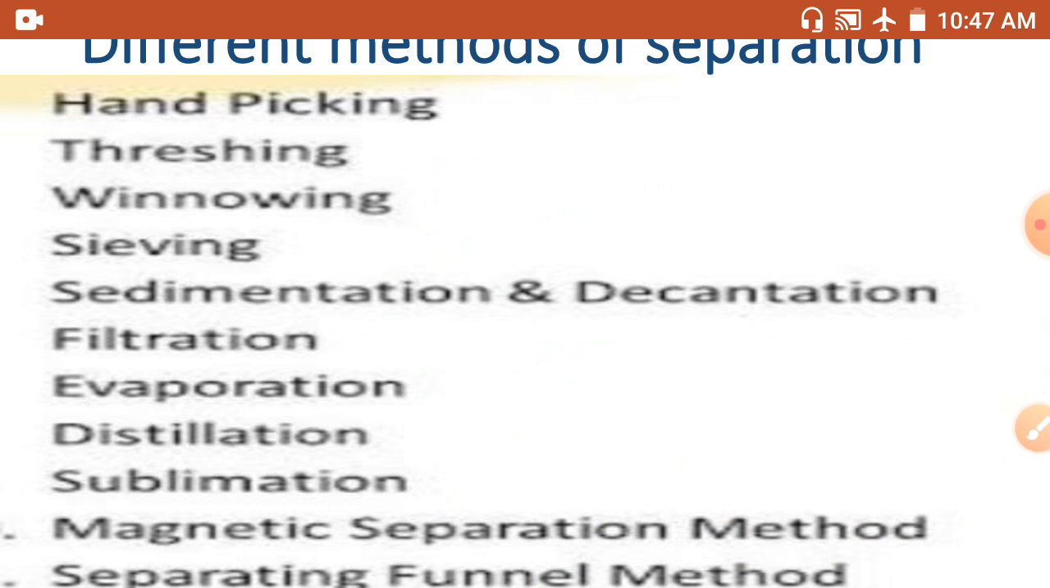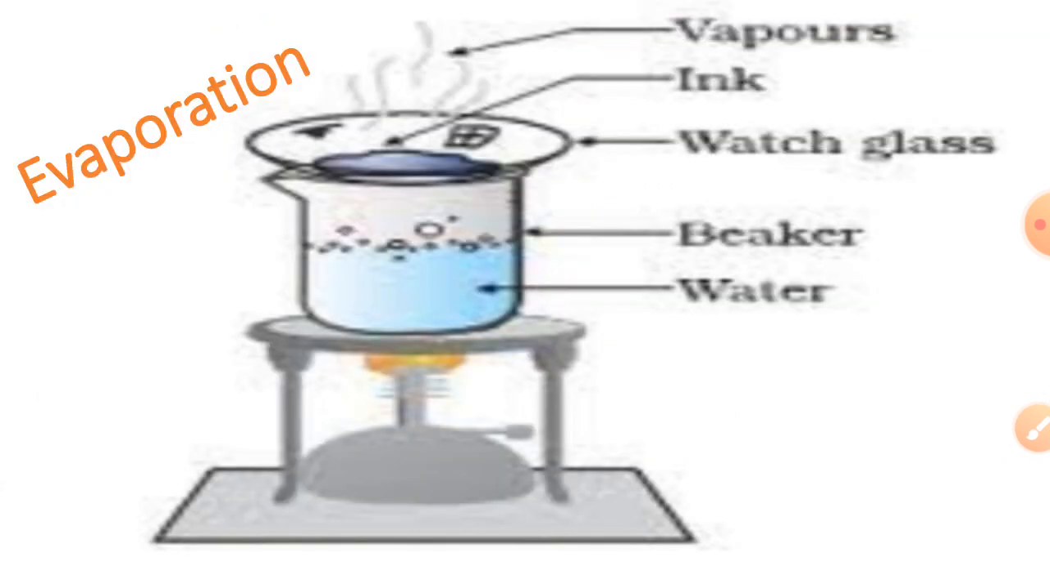The first method is the evaporation method. I know you learned about this in previous classes, but here we will learn it again. What is the basic principle of evaporation? Out of the two components of a mixture, one can evaporate, and the other has a higher boiling point, so it does not evaporate. We will understand this with an activity.